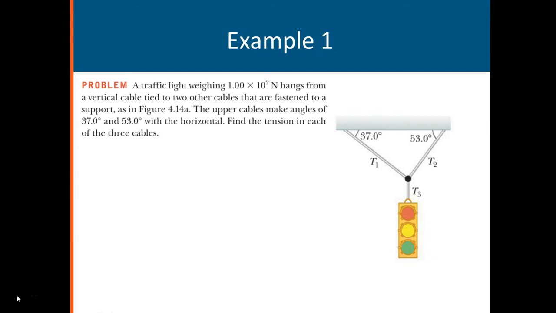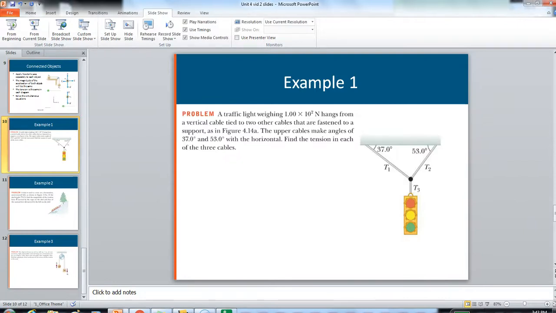It hangs from a vertical cable tied to 2 other cables that are fastened to a support, as shown. The upper cables make angles of 37 and 53 with the horizontal. Find the tension in each of the 3 cables. So we're trying to find tension 1, tension 2, and tension 3. So I'm going to move you over to the dot cam, and we're going to go ahead and work this out.